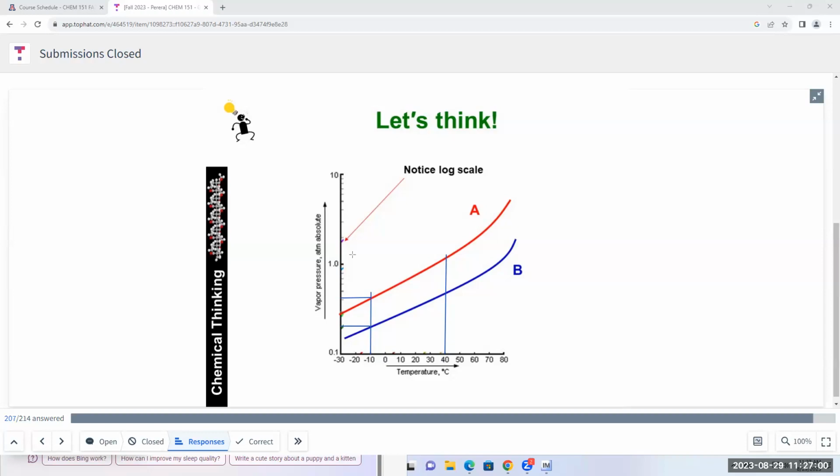Again, the reason is that at any given temperature, substance A has a higher vapor pressure based on the vapor pressure curves, and that's why we know substance A is more volatile than B. All right, I'll give you 10 seconds to think about this. Make your notes, and if you still have questions, I'll take them.